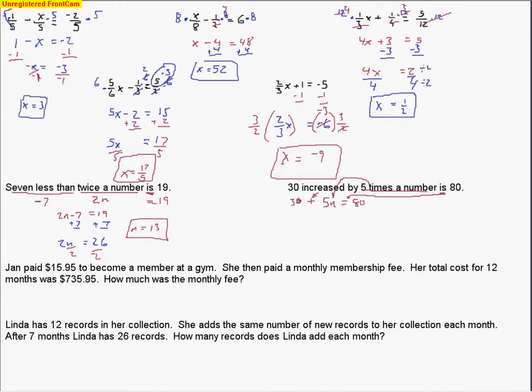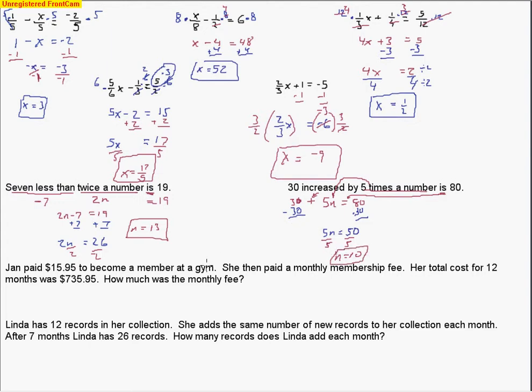And so from that point, all we do is solve. So I'm going to take away that 30 from both sides. And that leaves me with this 5n equals 50. And then from that point, just need to divide by 5 and we'll have our answer. So there it is, n equals 10.